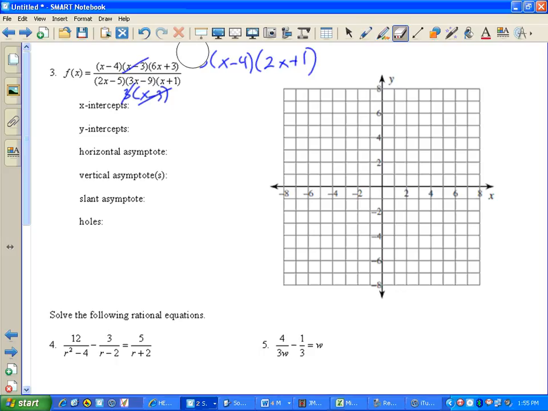So my 3's will cancel too. On the bottom I've got 2x minus 5 and x plus 1. This is a simplified version. I've canceled x minus 3, so I have a hole at 3. If I plug 3 in here, I'll get -1.